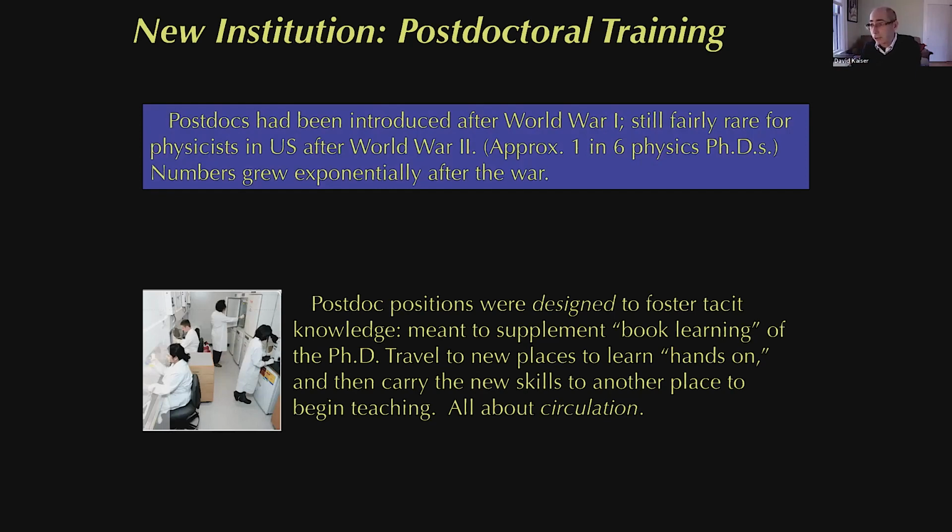They'll learn new things at the new place themselves. Then they'll hopefully get a job at a third place. So you start building in an emphasis on circulation. It was hoped this would help knit together the US scientific community even more tightly and build in this kind of sharing of skills, especially this tacit knowledge stuff.